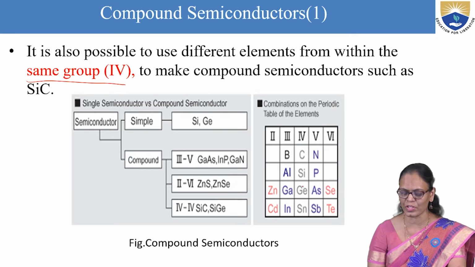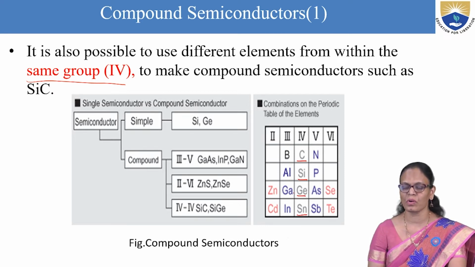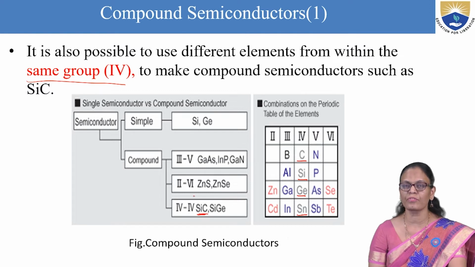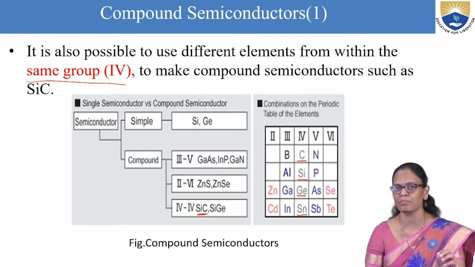So now when we have this fourth group element, we have carbon, silicon, germanium and strontium. So we can mix silicon and carbon. So we have silicon carbide. So these are a few examples of how compound semiconductors are made.